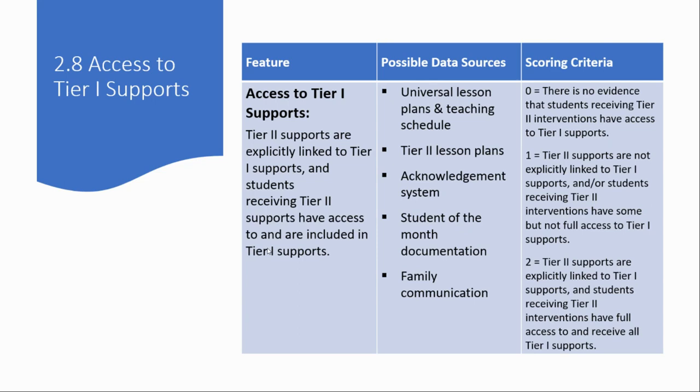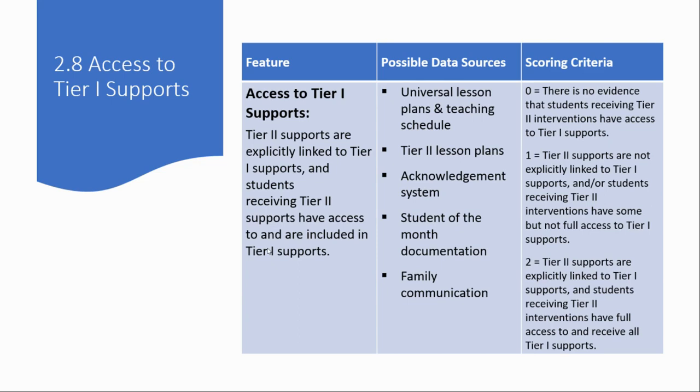The team will receive a 1 if the Tier 2 supports are not explicitly linked to Tier 1 supports, and/or the students receiving Tier 2 interventions have some but not full access to those Tier 1 supports. And a 2, the team will receive a 2 if the Tier 2 supports are explicitly linked to Tier 1 supports, and students receiving Tier 2 interventions have full access to and receive all Tier 1 supports.